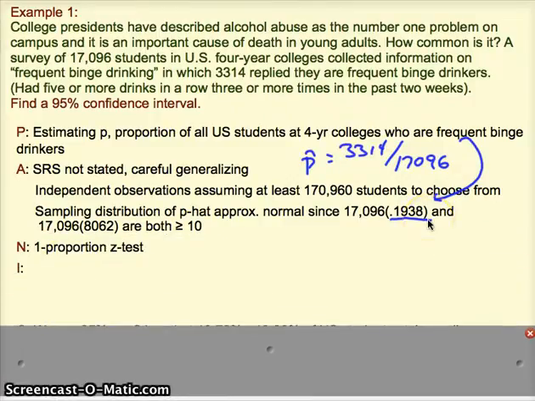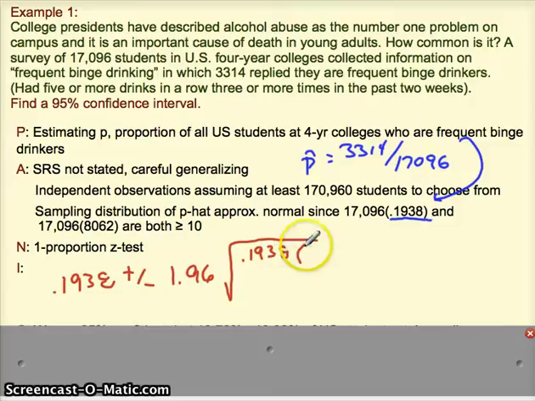And the work here then is to actually calculate the interval, and you need to show that work. So recall, that's p hat plus or minus z star. All one proportion confidence intervals are z intervals. It's 95%, so that's 1.96. And then we have the square root of p times 1 minus p over n. But again, we don't have p, so we use the best p we have here, 0.1938 times 0.8062, p hat times 1 minus p hat, over sample size 17,096. It's a one proportion z interval. Don't make that mistake.